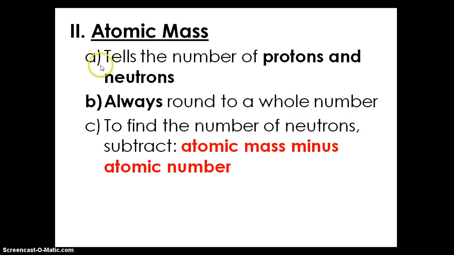Atomic mass. A, tells the number of protons and neutrons. This is a new word and it has a different meaning than the atomic number. Mass represents how heavy it is, so protons and neutrons make up the mass of it because it's very dense in the nucleus. Okay. B, it always is rounded to a whole number. And C, to find the number of neutrons, you would want to subtract atomic mass minus the atomic number.